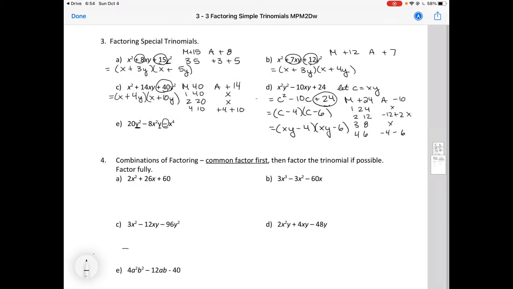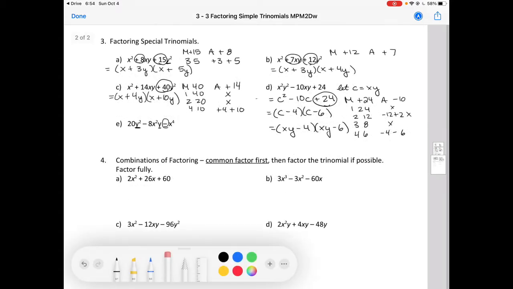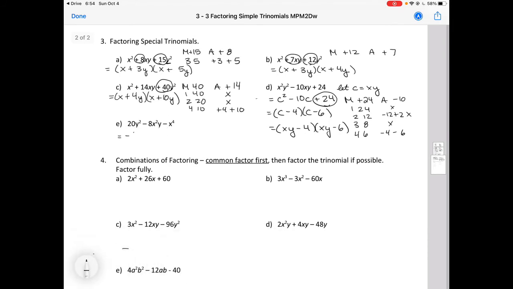For this last special trinomial here, I'm going to use an example that I used earlier on. The first thing that I'm going to do is factor out negative 1 so that I can write my positive x squared back at the beginning, plus 8x squared y minus 20y squared. Then I'm going to do the same thing I did in example D. I'm going to let c equal x squared. So then my trinomial becomes c squared plus 8cy minus 20y squared.